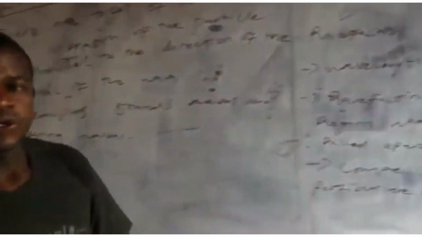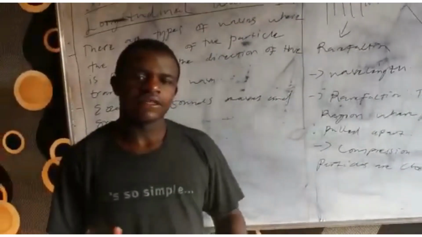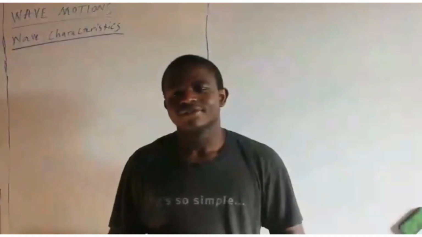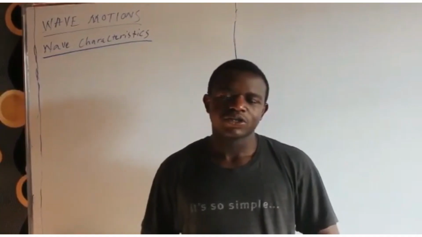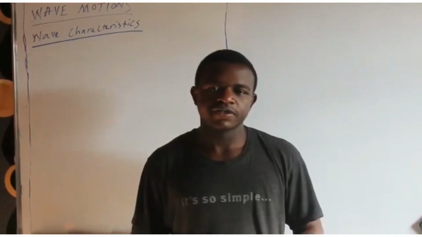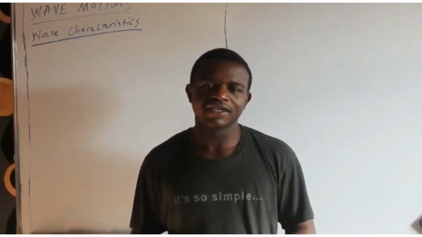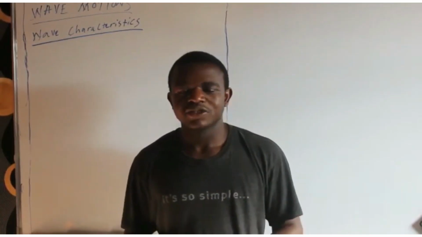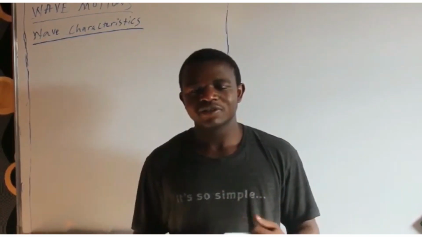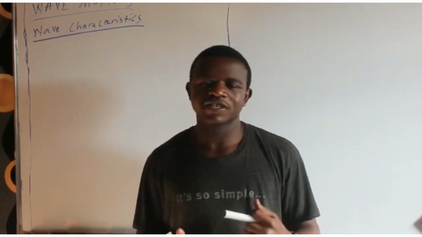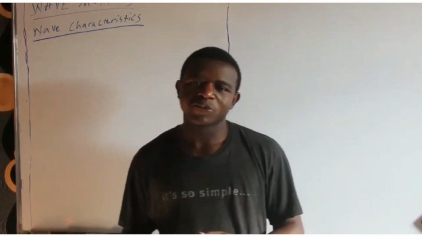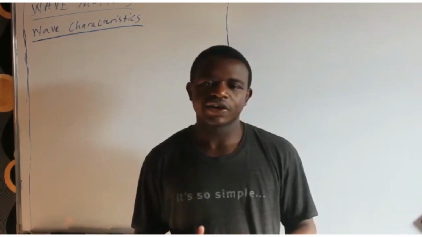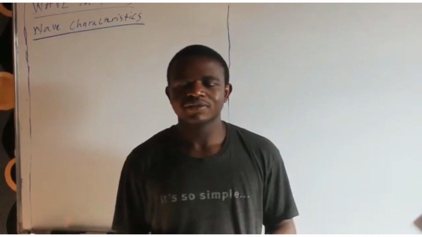So next time we are going to proceed on wavelength. Thank you very much. So today in wave motion we are going to look at the characteristics of waves. Last time we defined what waves are, and we talked about two types of waves: transverse waves and longitudinal waves.